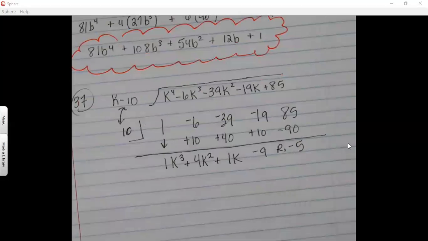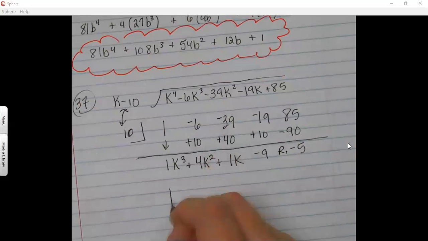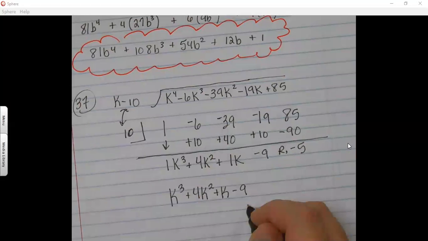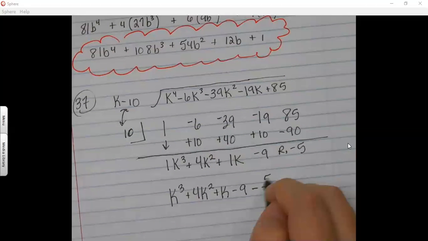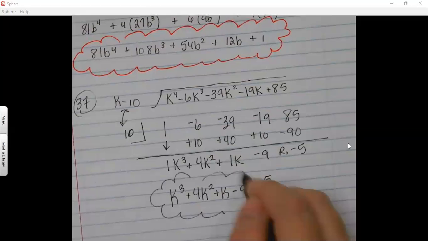No. So now I'm going to write it pretty. K cubed plus 4k squared plus k minus 9, and we're going to write the remainder as a fraction. Since it's negative, I'm going to subtract the fraction. The 5 goes in the numerator. What goes in the denominator? K minus 10. Boom. And that is my amazing answer. I said we're doing synthetic division.